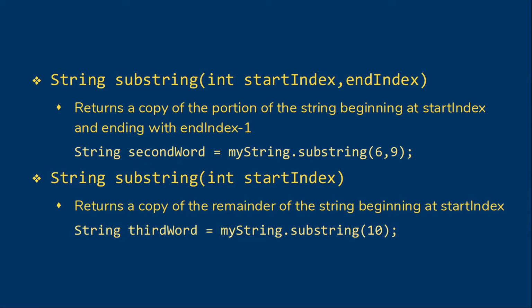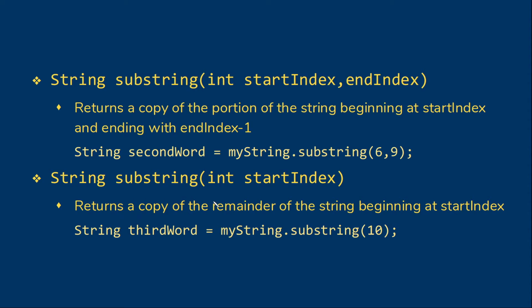So if we wanted to extract out the "are" and get just that substring from our original string, we could say that string second word is my string dot substring 6, 9, because 6 was the index of the first character, that A, and 9 is the index of the second space, so the next character after the E. So that would extract "are".